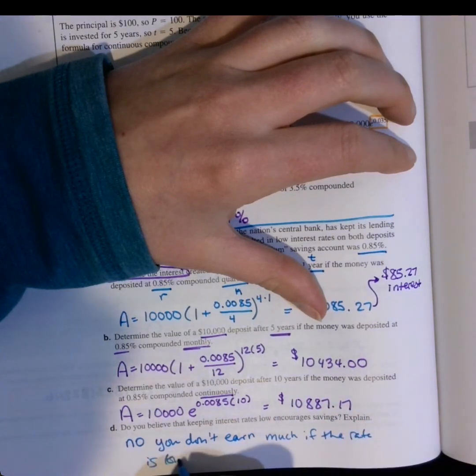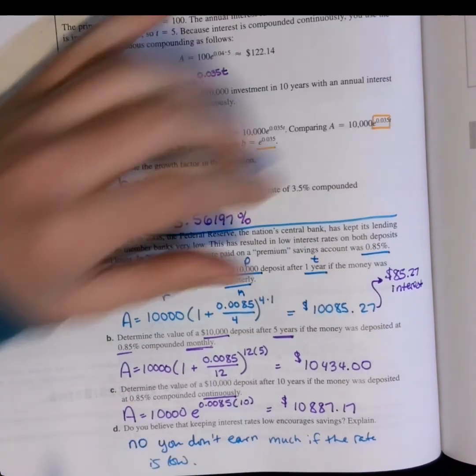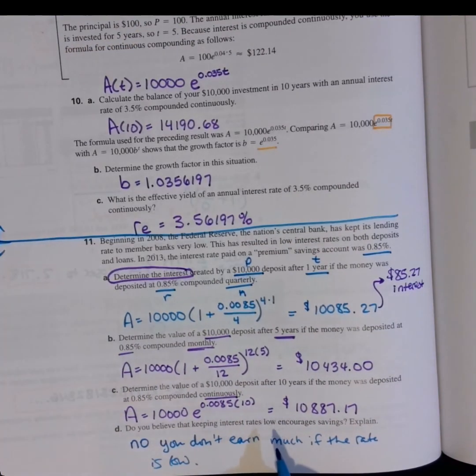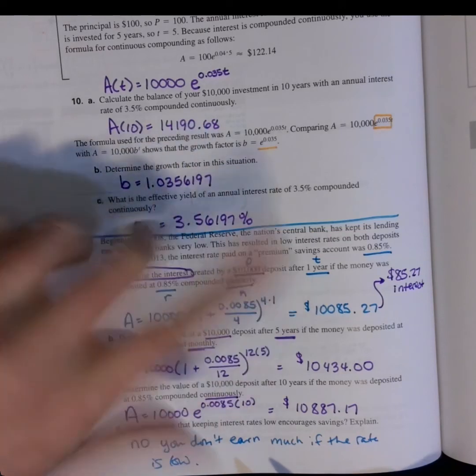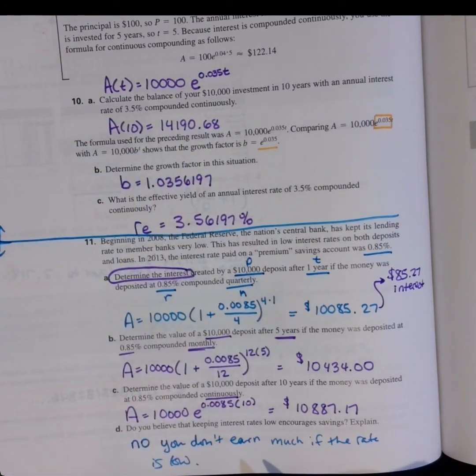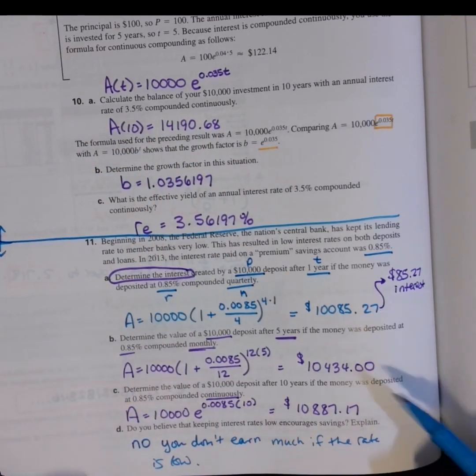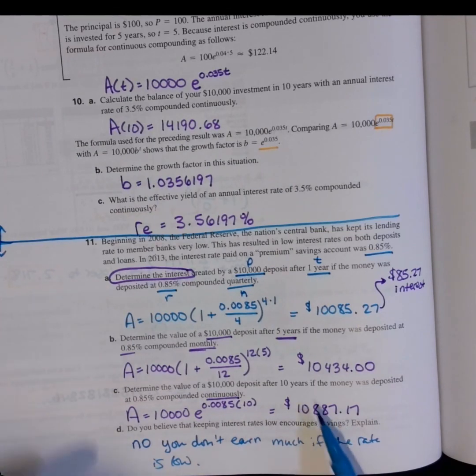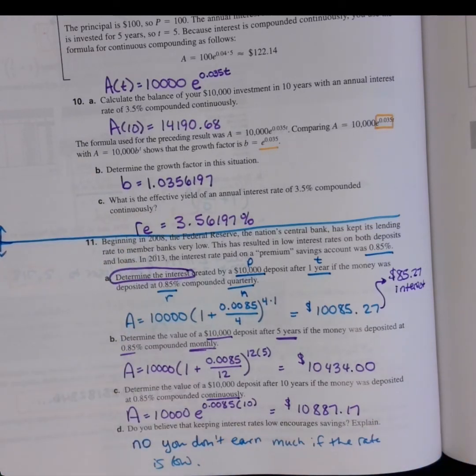What low interest rates do is they encourage borrowing. So if we flipped this and thought about it as a loan instead of an account, hey, I only have to pay $800 after 10 years. I get to borrow $10,000 for 10 years. I only owe $800. Cool. So they encourage borrowing when the interest rates are low. They don't encourage savings.